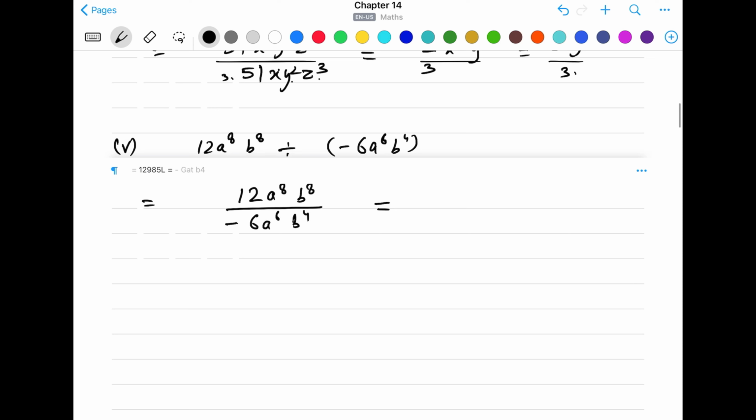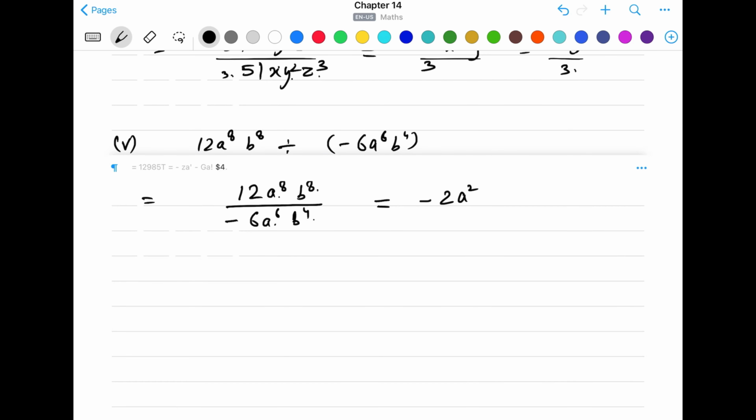This 12 divided by minus 6 will give us minus 2. We have 6 powers of a here and 8 powers of a here, so 8 minus 6 will give us a square. Here we have 8 powers of b and here we have 4 powers of b. When you divide them, 8 minus 4 will give us b power 4. So that's the answer for question number 1 of 14.3.